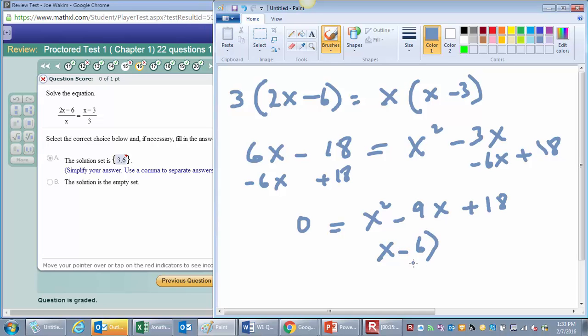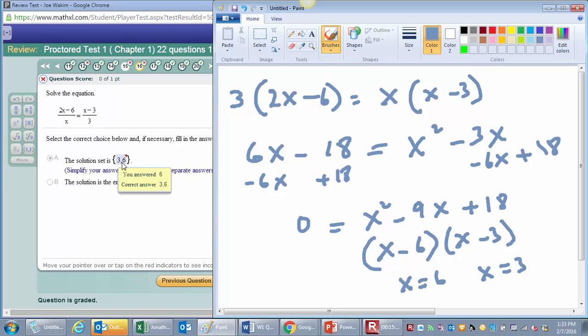x minus 6, x minus 3. The product is 18. The sum is negative 9. So x equals 6 or x equals 3. But notice if you have x equals 3 or x equals 6, nothing will make it 0. So we're going to take both solutions. So you put 6, but we can have 3 also. 3 is not going to make the denominator 0. You only disregard one of the solutions if it will make the denominator 0. In this case, none of them will make the denominator 0.